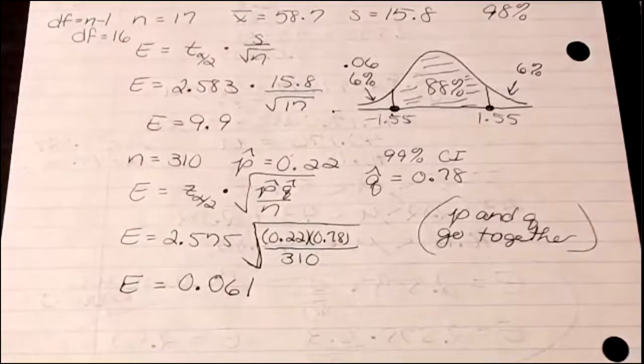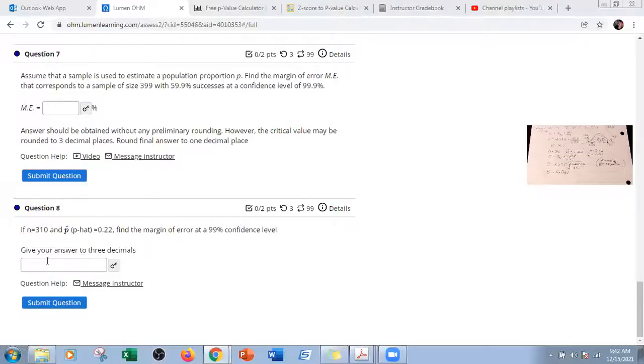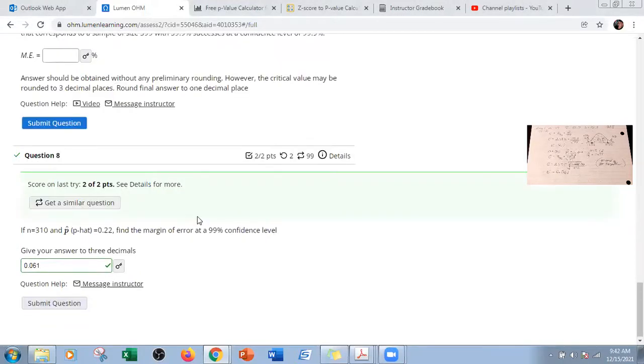Beautiful. Let's go ahead back to our Lumen homework. And we have 0.061. And then we submit our question and we're done. Very nice.